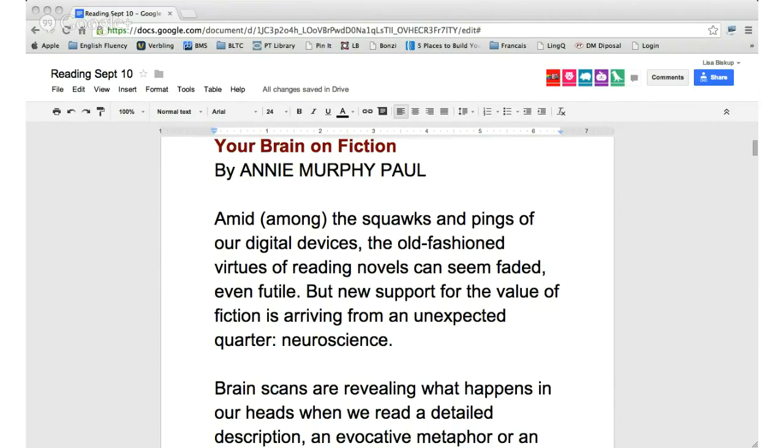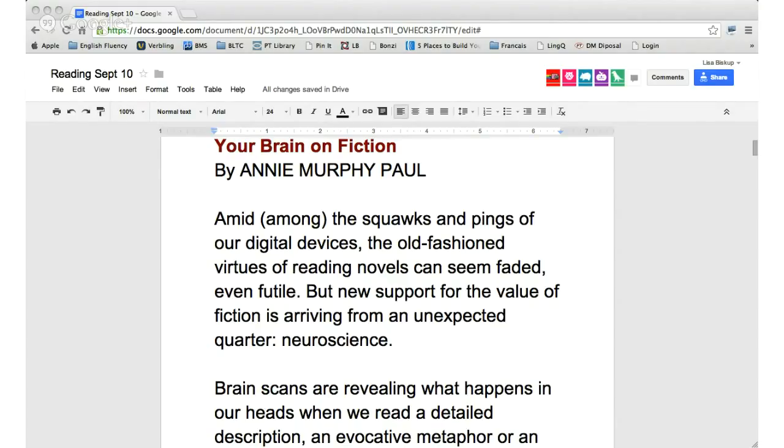So you want to read that? Oh, the first one or the second? The first paragraph. Go ahead. All right, sure. Amid the squawks and pings of our digital devices, the old-fashioned virtues of reading novels can seem faded, even futile. But new support for the value of fiction is arriving from an unexpected quarter, neuroscience.